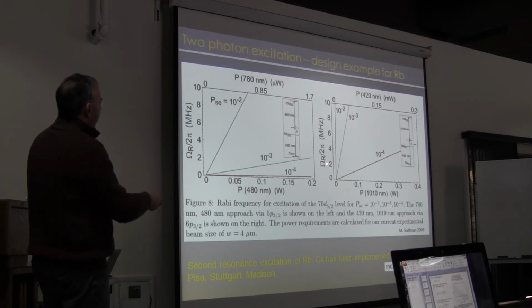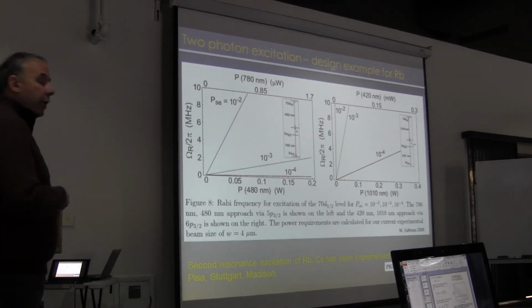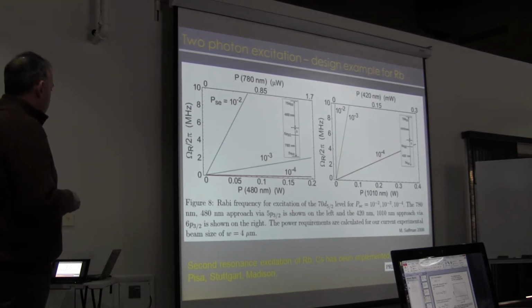If I do the same thing through the second resonance line, I greatly reduce the power requirement on the second laser, now down to a much lower power level. So that can be advantageous. And this kind of second resonance excitation is now being done in a couple different groups, Pisa, Stuttgart, and also Madison.